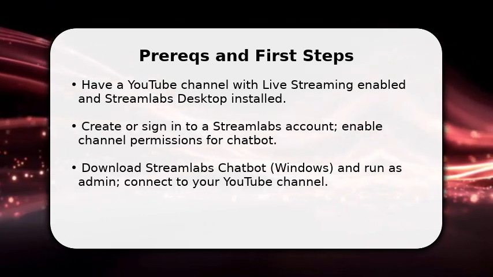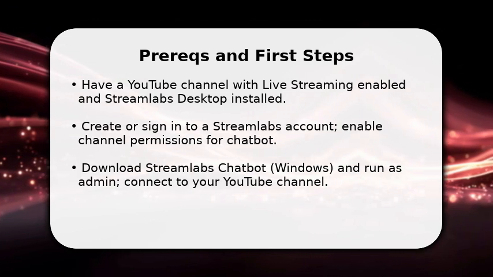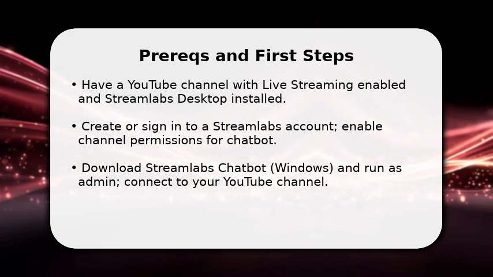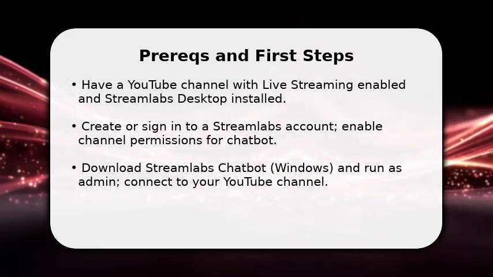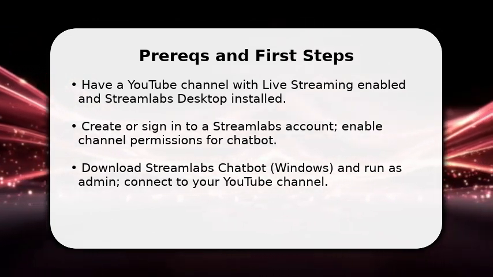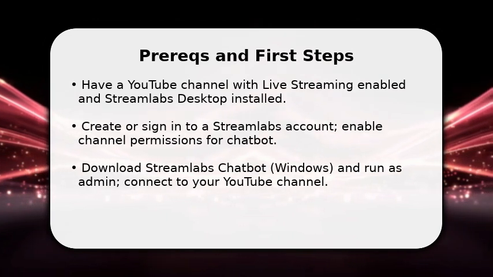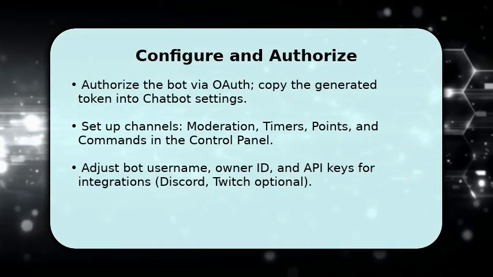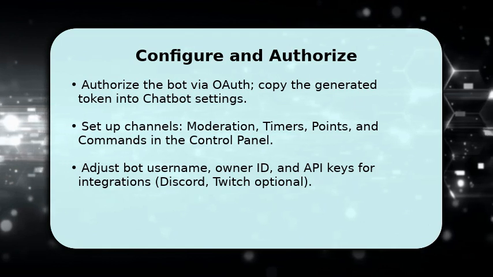Now download Streamlabs Chatbot for Windows and run it as administrator so it can access ports and overwrite settings. You should then use the built-in YouTube connector in the bot to authenticate. Make sure the correct channel is selected before proceeding. Once authorized, paste the OAuth token into the Chatbot Connection tab so the bot can post and read messages.